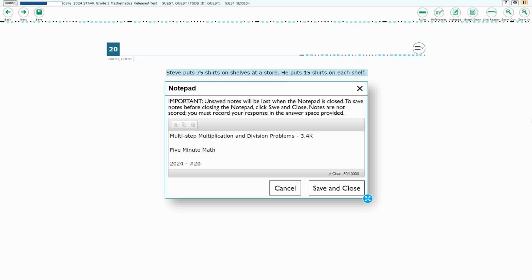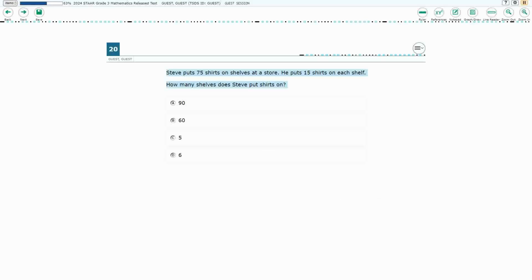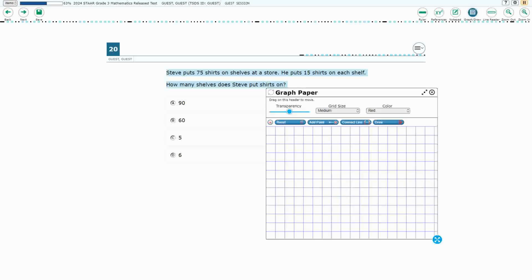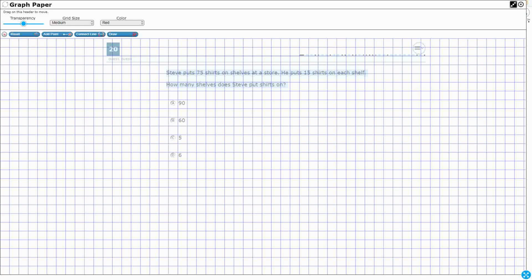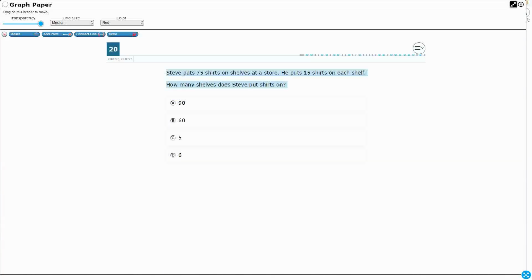Today we are looking at the third grade concept of multi-step multiplication and division problems. This is standard 3.4K in the great state of Texas, and we're using item number 20 of the 2024 released STAAR test. If you haven't done so already, please go ahead and take a moment to pause the video, work this problem out on your screen, unpause it, and then we'll look at our answers together.